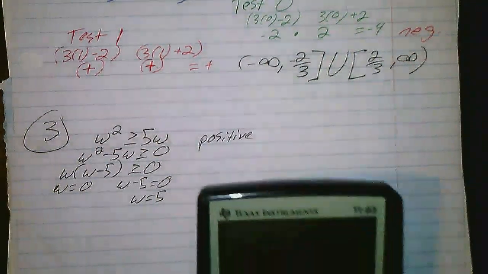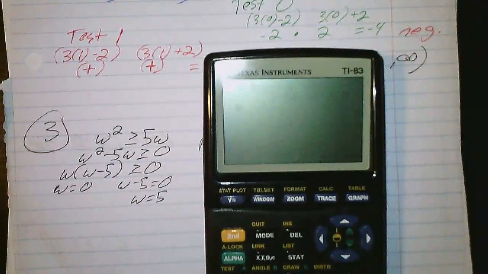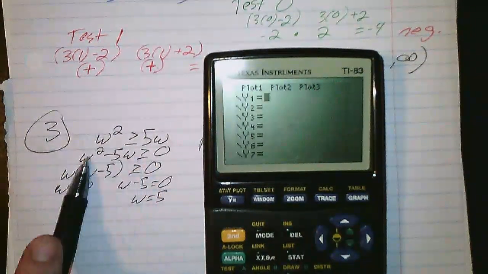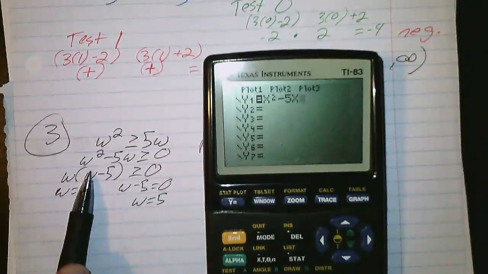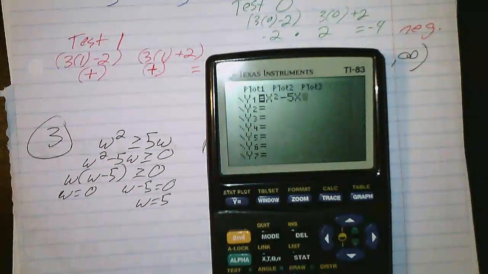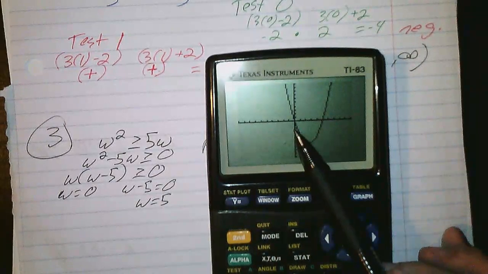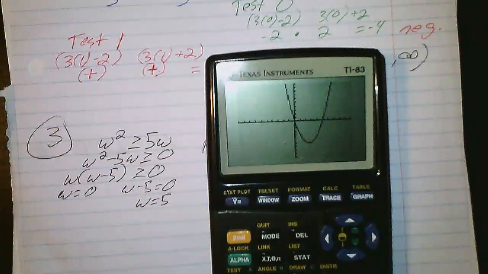So let's talk about this in the calculator. Try to get us in a good spot here. Once everything is on one side, we use the variable x. So w squared minus 5w is x squared minus 5x. Let us look at the graph. It's good to find these solutions on paper, but we can see that we hit the x-axis at 0 and 5.